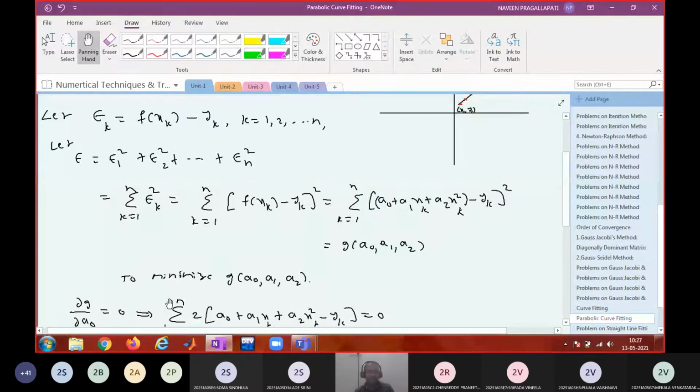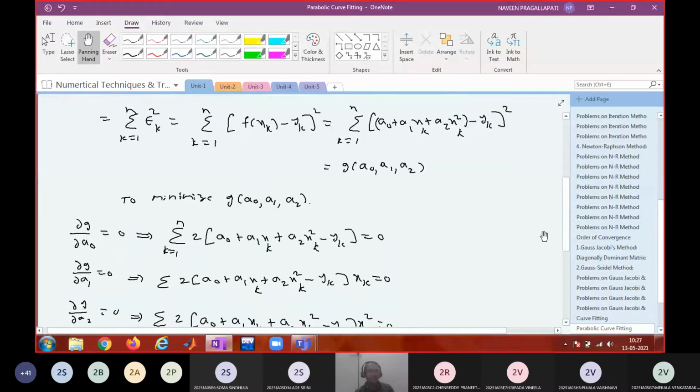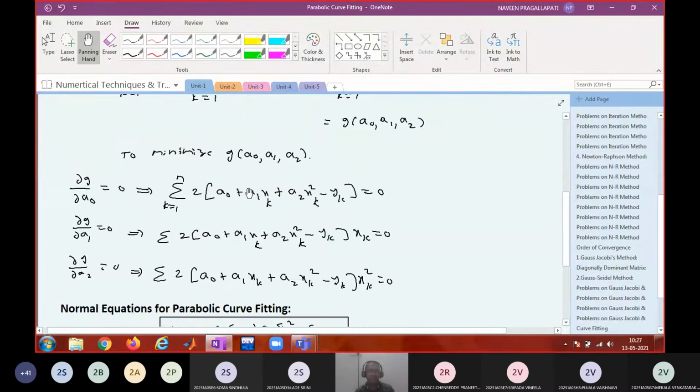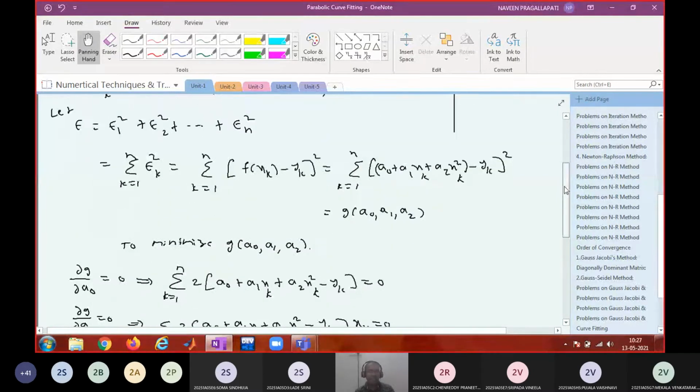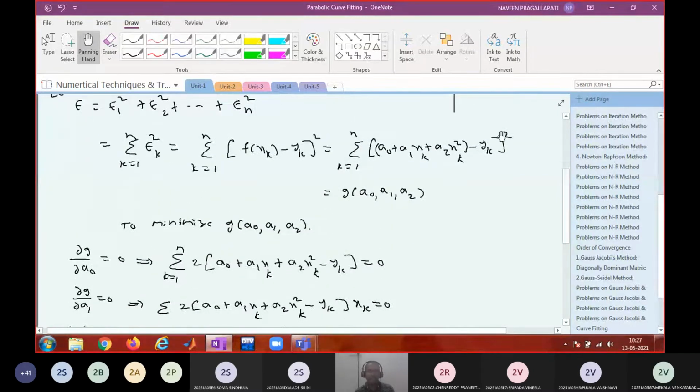If you want to minimize this function, what you did for a function of two variables, the same thing you do for a function of three variables. You differentiate g with respect to a0 equal to 0, differentiate g with respect to a1 equal to 0, differentiate g with respect to a2 equal to 0. Then we will get three equations. When differentiating g with respect to a0, it is two times this expression, and this expression with respect to a0 is 1, equal to 0.